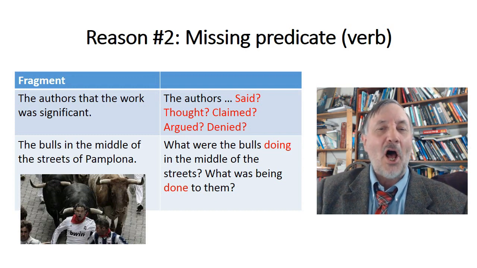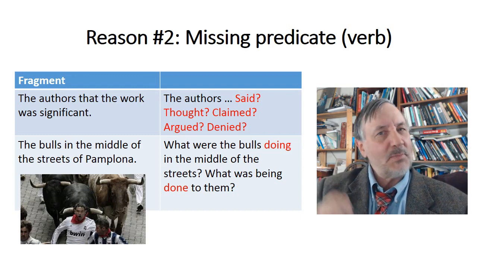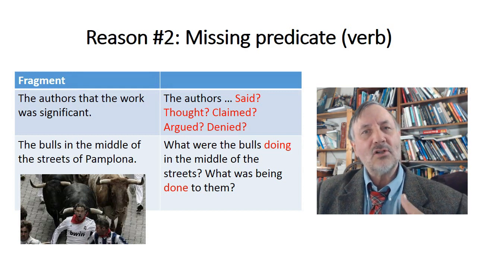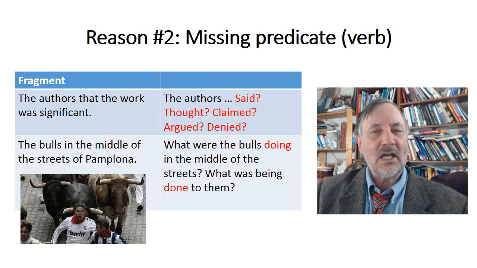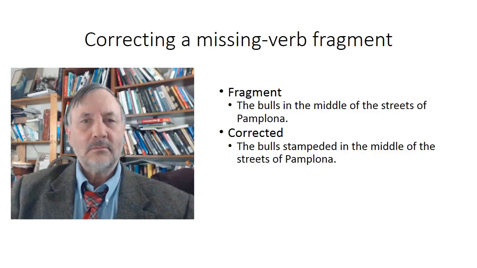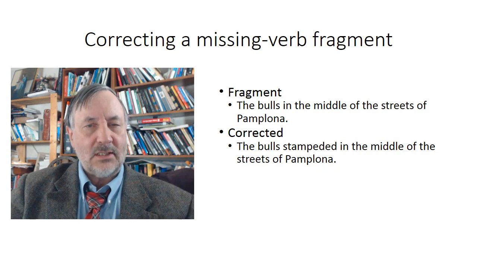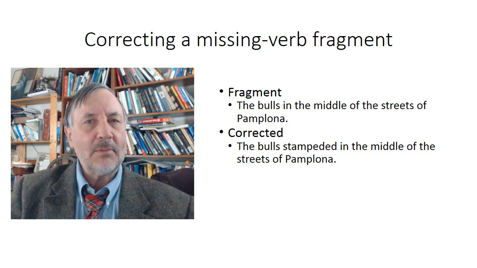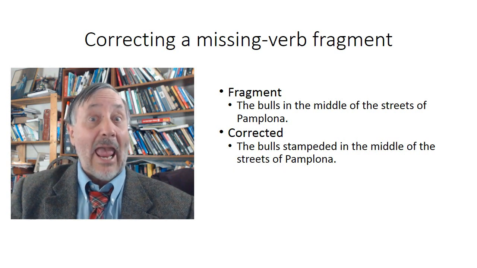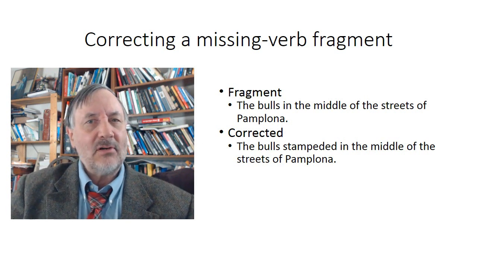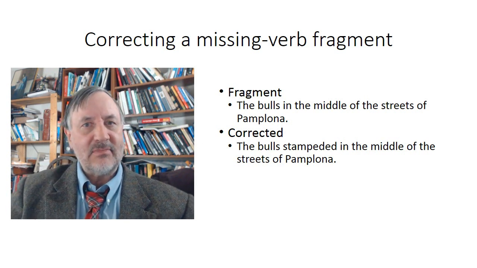But anyway, we have to know what the bulls are doing or what's being done to them, or else it's a sentence fragment. And so now we're going to go on to the next reason that we sometimes encounter sentence fragments or even create sentence fragments. And like we saw with the missing subject fragment, correcting a missing verb fragment is likewise easy. You simply add a verb. So the actor is doing something and not just sitting there.